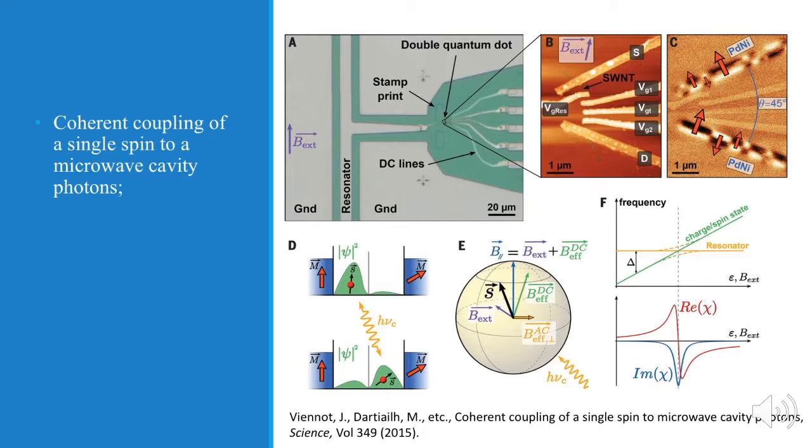Photons are coupled to transitions changing the localization of the wave function psi, and hence coupled to transitions changing the spin orientation. Figure E just shows the Bloch sphere of electrons under the different magnetic field contributions. In figure F, when the transition crosses or anti-crosses the resonator frequency, the associated susceptibility exhibits a resonance that is observable in the phase and amplitude of the resonator transmission.